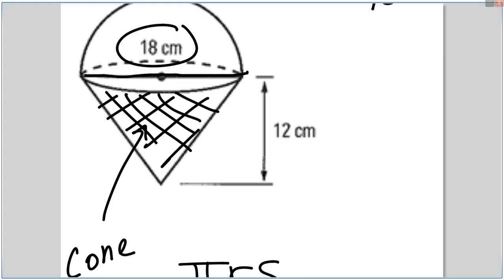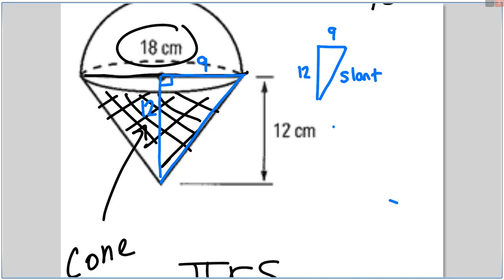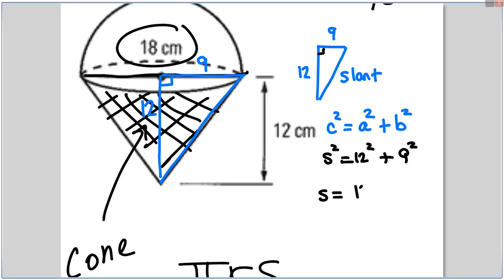Let me go inside this waffle cone and you draw in your right triangle. There's your right triangle. 12 is the height. The radius is 9. So how do we solve for the slant? c squared equals a squared plus b squared, and c is always the big side, right across from the 90. So s squared will be 12 squared plus 9 squared. Square both of them and add them up.